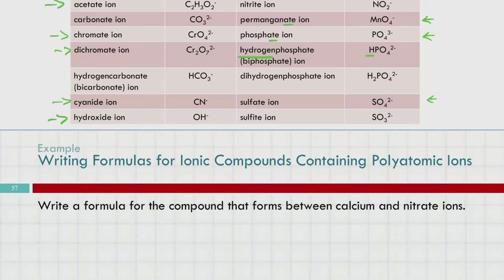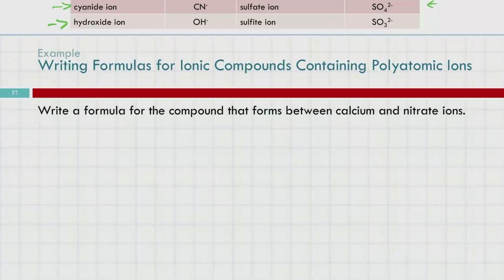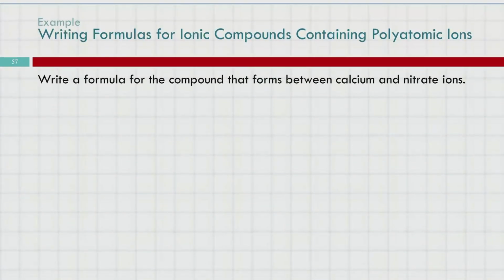So for example, we want to write a formula for the compound that forms between calcium and nitrate ions. Calcium is Ca. We can find it on our periodic table in group 2A. It's an alkaline earth metal. Since it's in 2A and it's a metal, it's going to have a 2 plus charge. So Ca 2 plus.